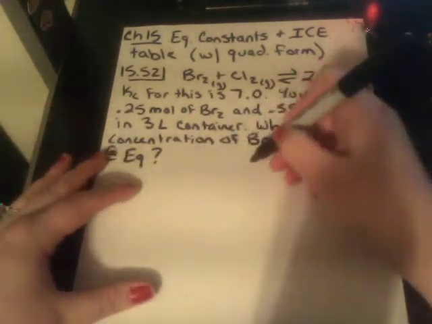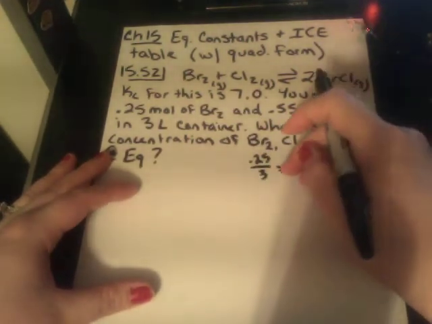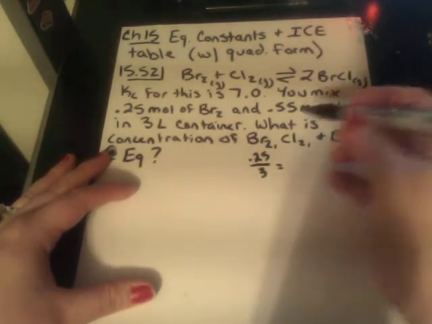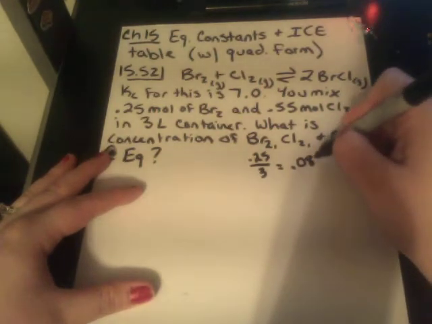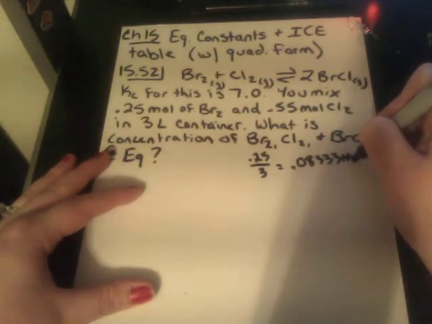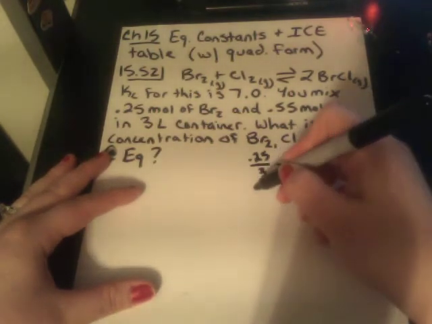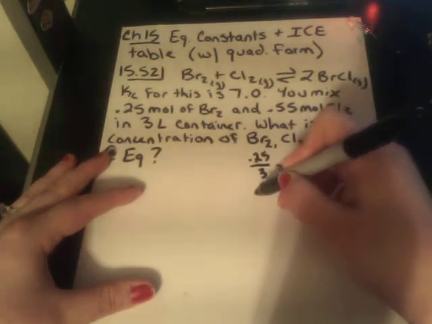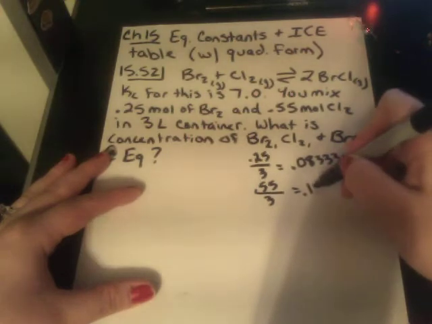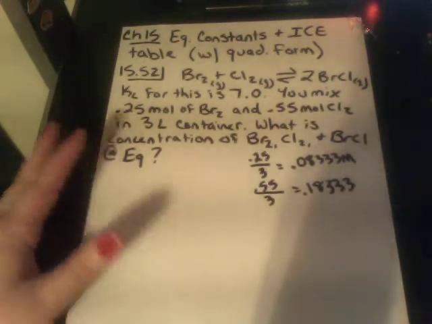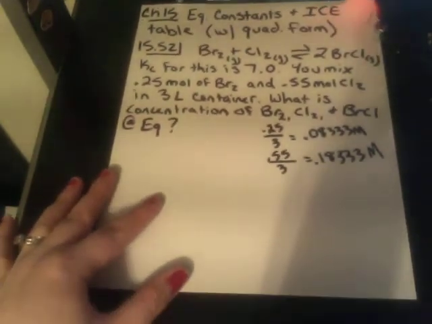So if we divide 0.25 by 3, I worked all this out a second ago, we get 0.08333 molarity. And if we put 0.55 moles per 3 liters, we're going to get a molarity of 0.18333. Okay, so these are the numbers that we should plug into our ICE table. So let's go ahead and make that.